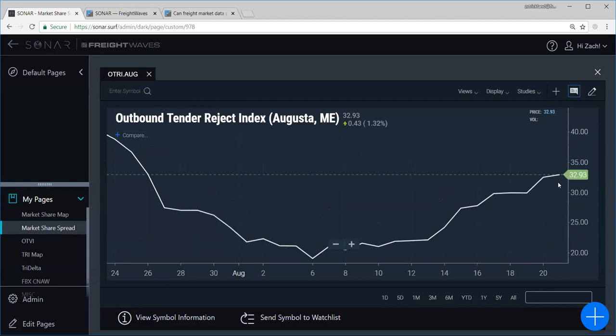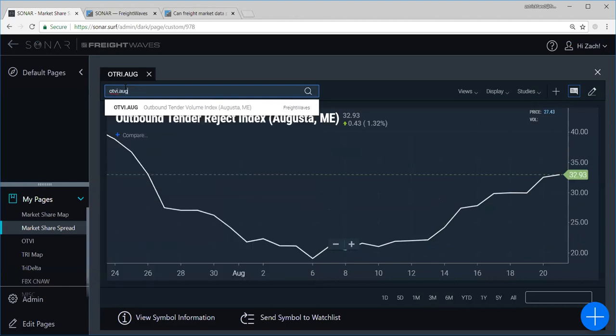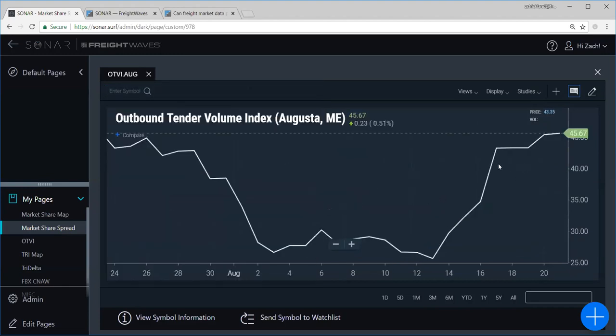Tender rejections are increasing. More than likely, there's some volume. I'll go ahead and pull up the OTVI.Augusta just to kind of validate this. And yes, we have had a lot more volume coming out of Maine over the last little bit relative to what it normally is. Not a lot in relation to the country, but a lot in relation to Maine in general.